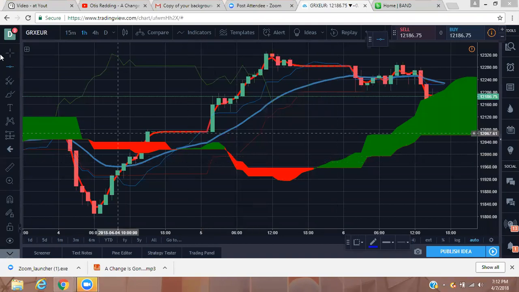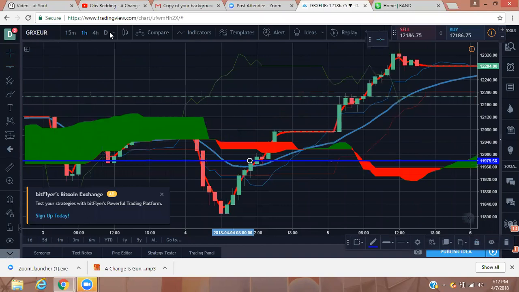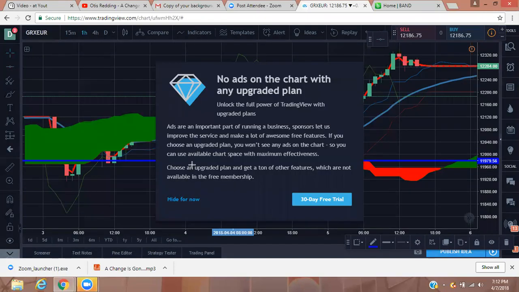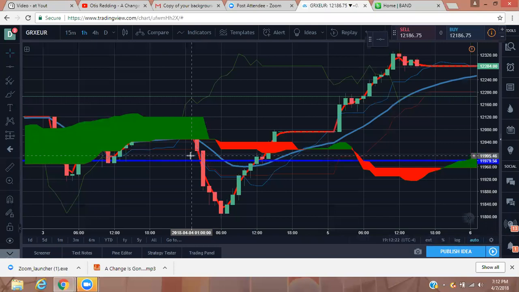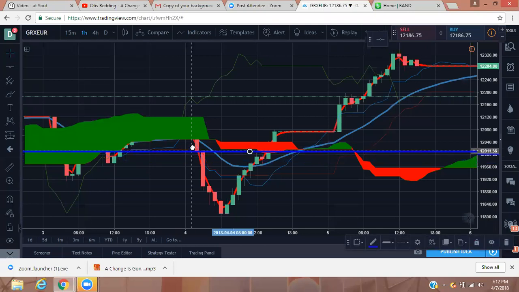All right, so I'm gonna go ahead and start this. So basically, what I've been doing is, once price is under this cloud, let me go to the 1 hour chart. So basically, once price comes out of the cloud, all I'm doing is placing a sell order when price is under the cloud.